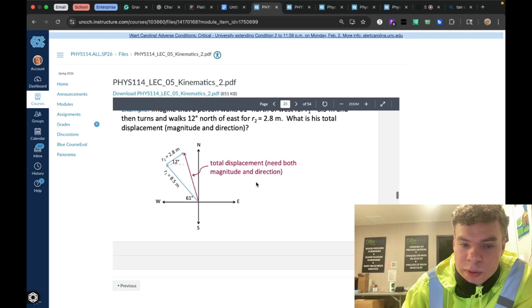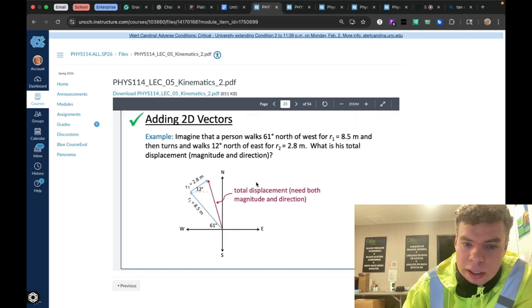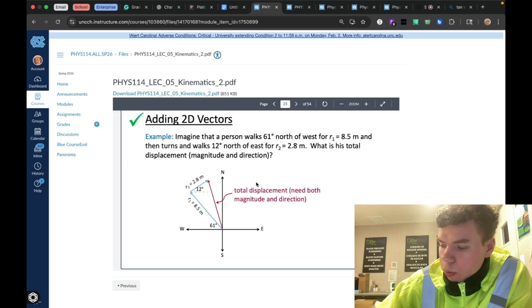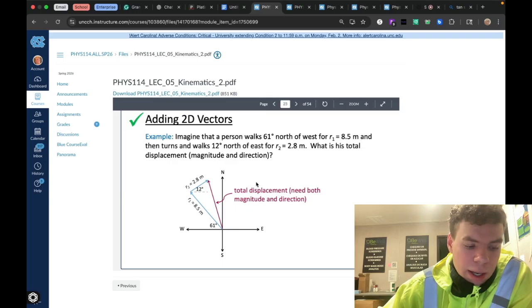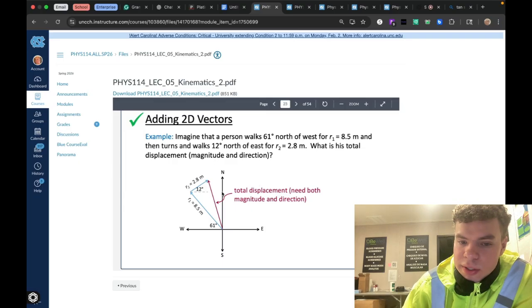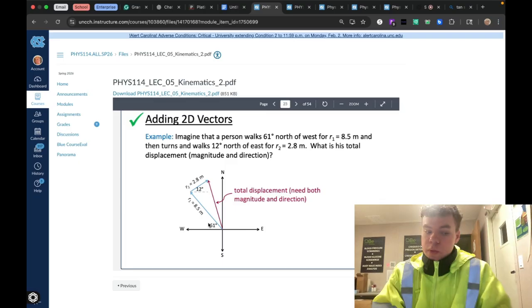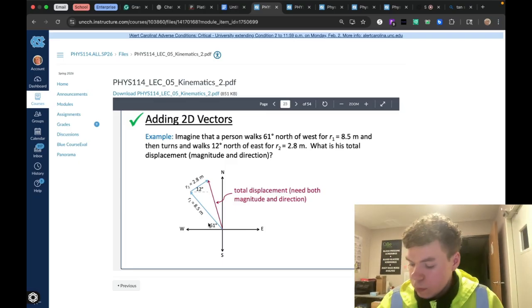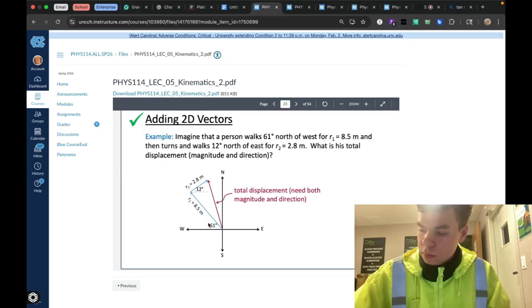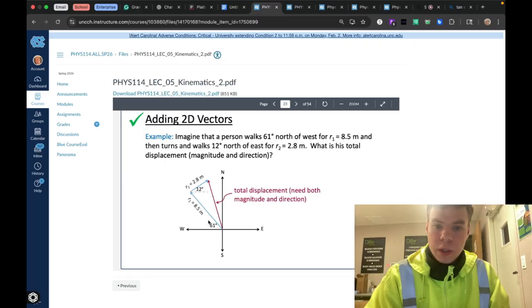So what is the total displacement? The total displacement should be 8.13 meters at an angle of 9.8 degrees. And remember, this is 9.8 degrees west of north. That's what it should be.